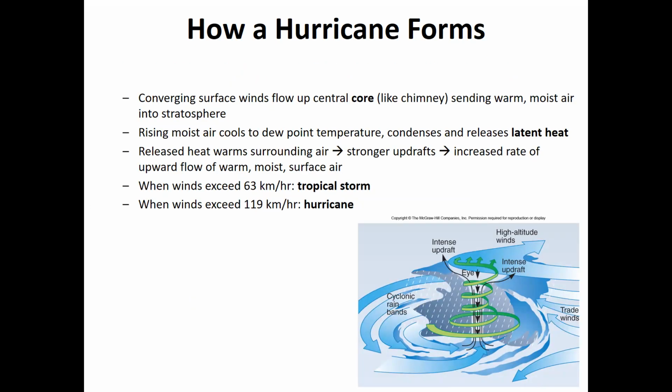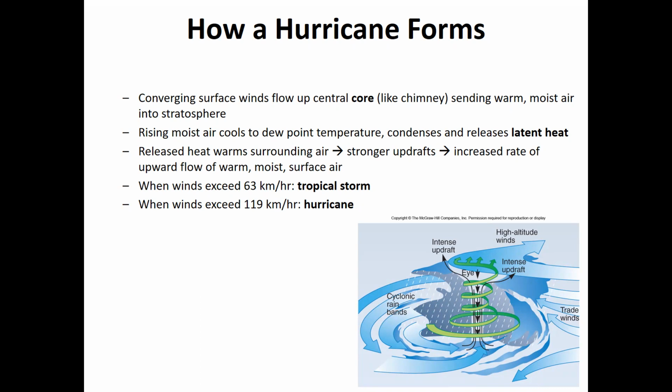So the converging winds at the core flow up the central core like a chimney, sending warm, moist air into the stratosphere. As I said earlier, that rising moist air cools to the dew point, and then the water vapor condenses, releasing that latent heat of vaporization. That released heat warms the surrounding air, makes it less dense, and makes it want to rise with more vigor, so it creates stronger updrafts, which increases the rate of upward flow of warm, moist surface air.